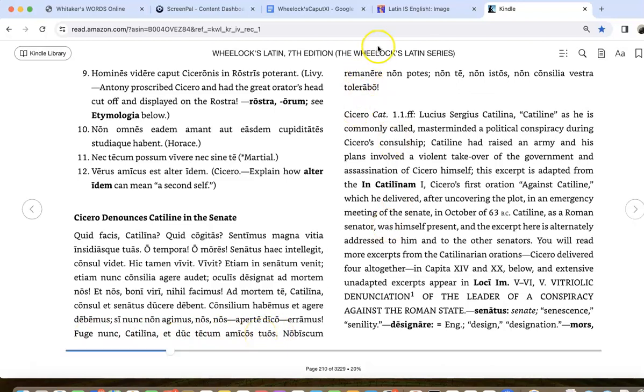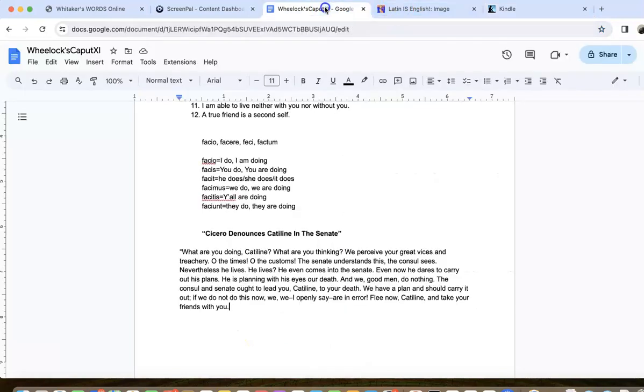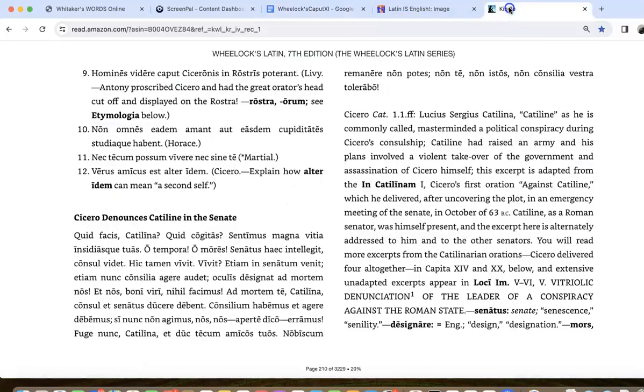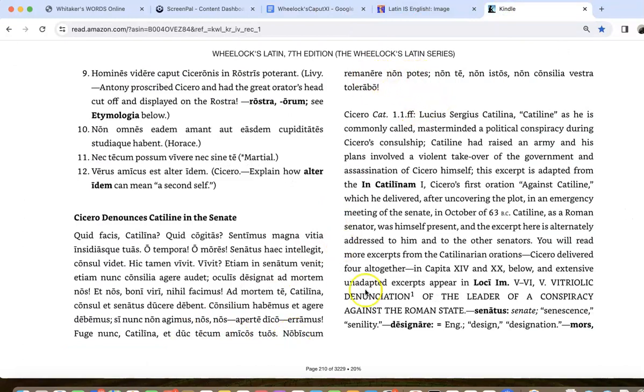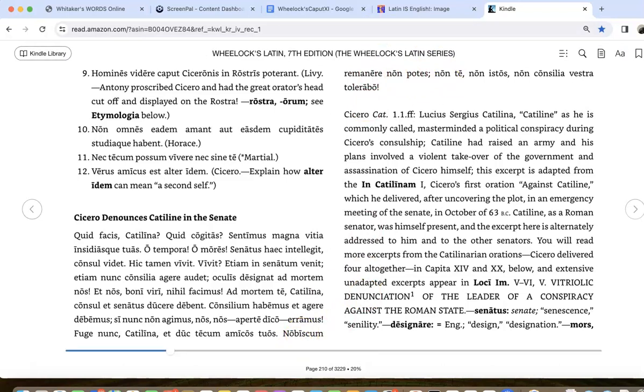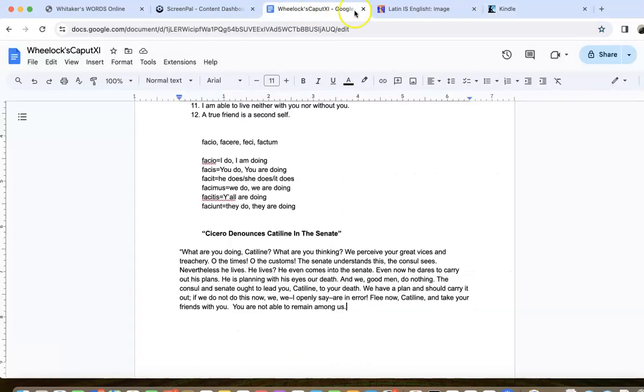You are not able to remain among us. So you are not able, non potes, to remain among us or with us. That works as well.